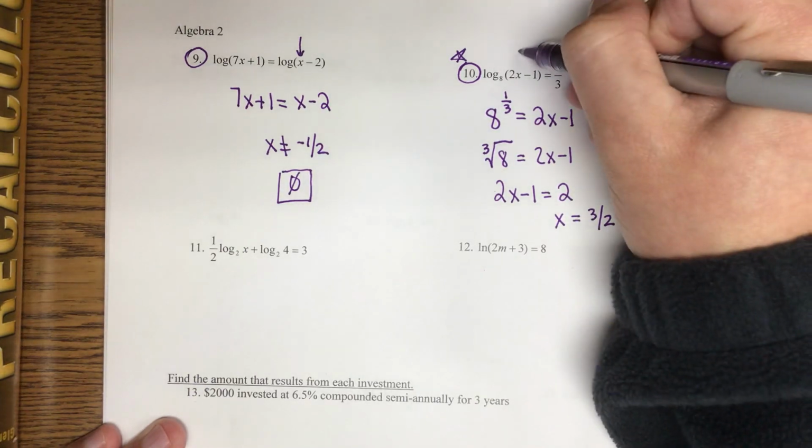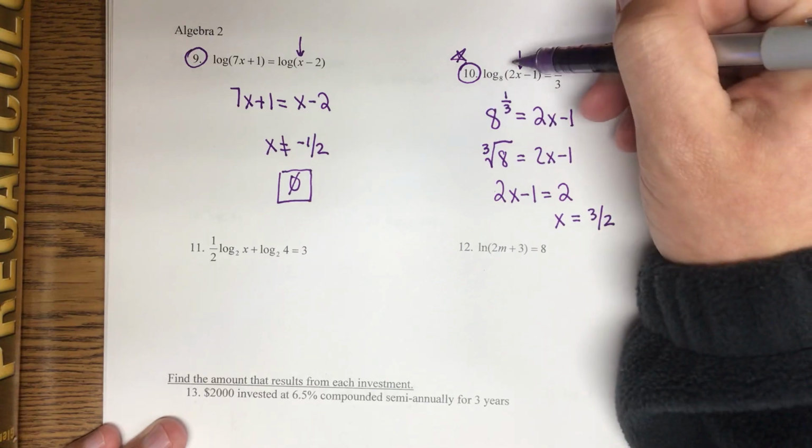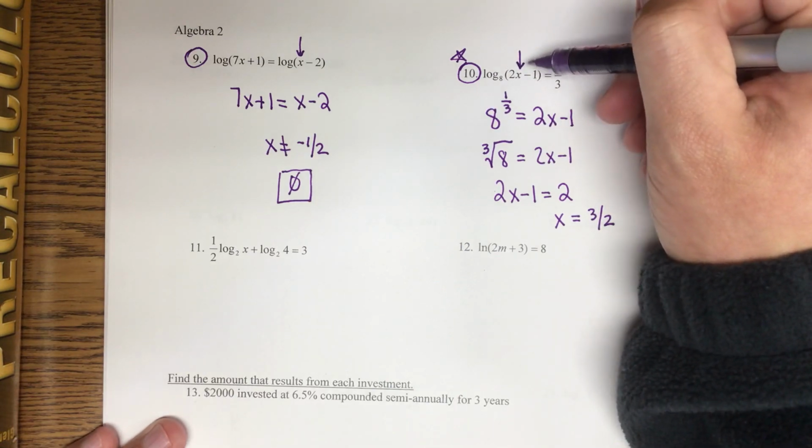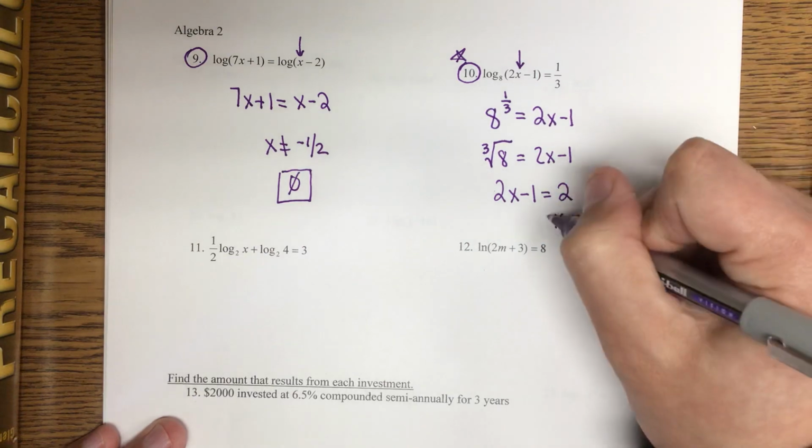And then if you plug 3/2 in here, is that okay? So 2 times 3/2 is 3. 3 minus 1 is 2. So we're in good shape.